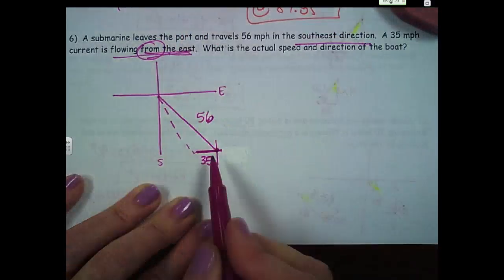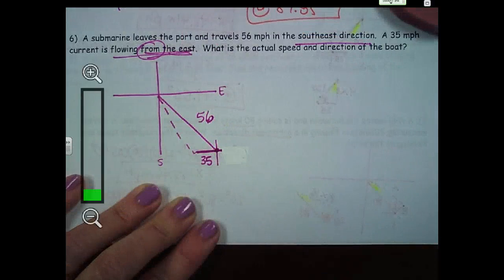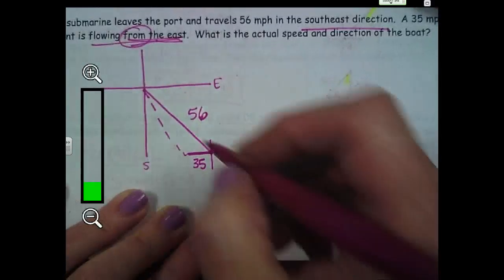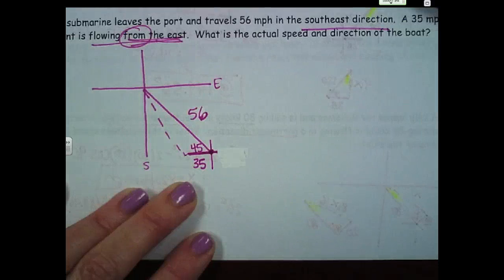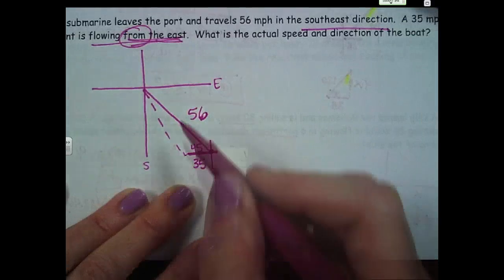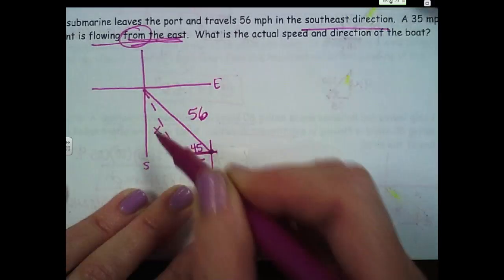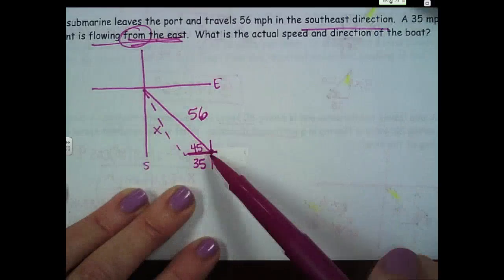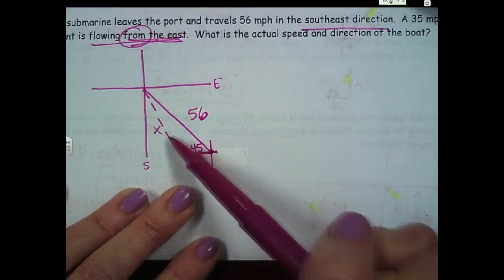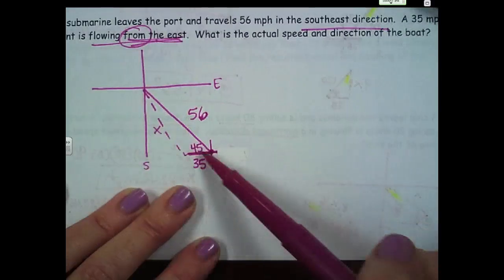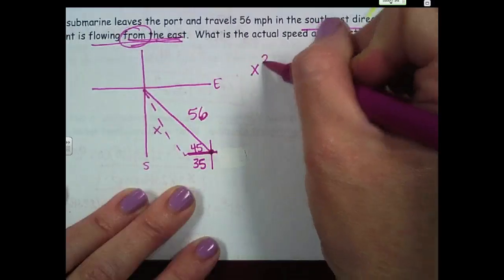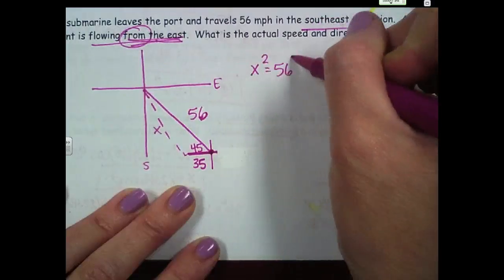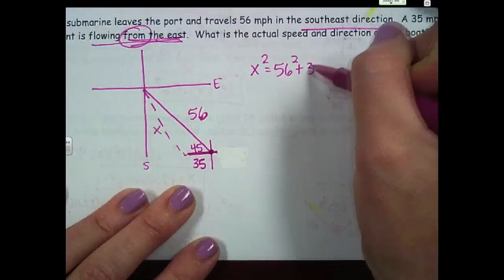What is this angle right here? The angle is 45. And you're going to try to find X. Okay, remember, look at the diagonal from X. What belongs with X? X and what go together? X and 45. You always start off with the side. So X squared equals 56 squared plus 35 squared.